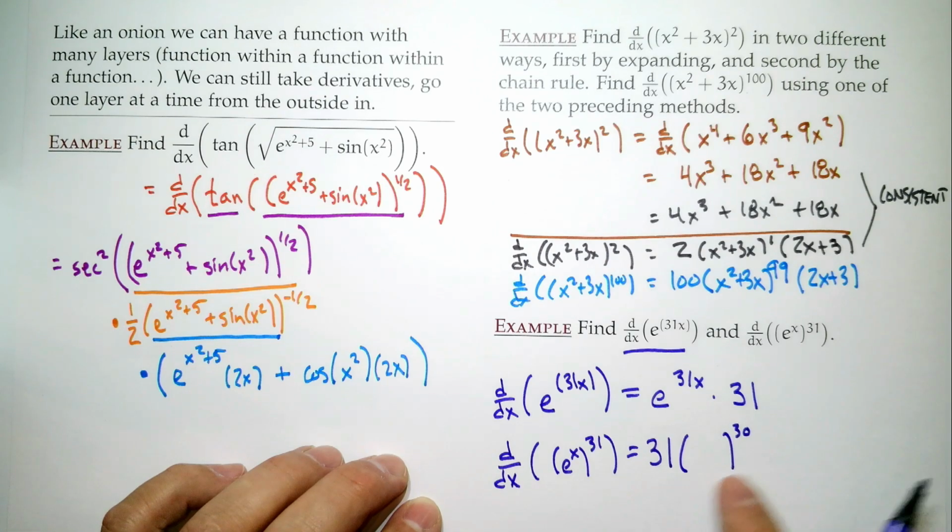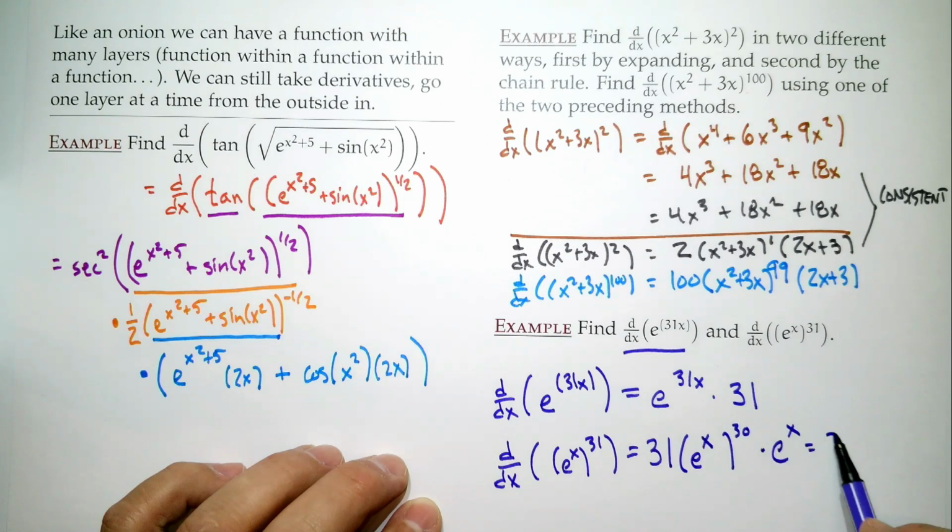So this is the generic derivative of x to the k: k times something to the k minus 1. The something is our inside function. It's e to the x. Are we done? No. What do we have to do? Multiply by e to the x, which is the derivative of the inside.